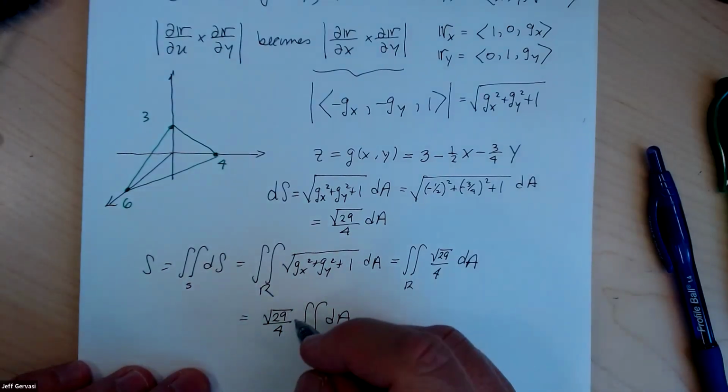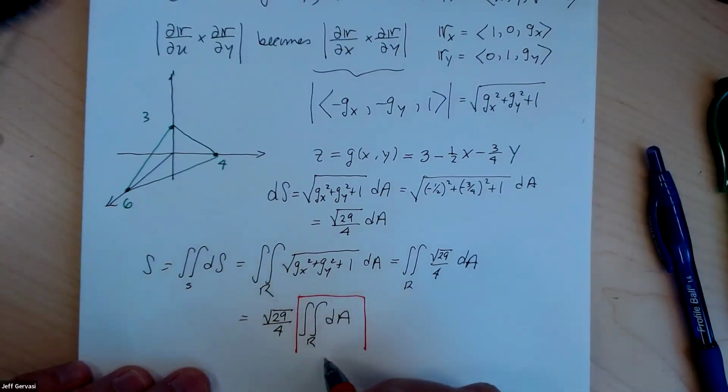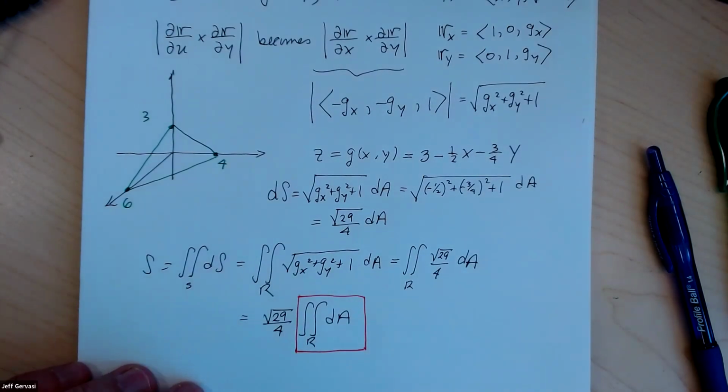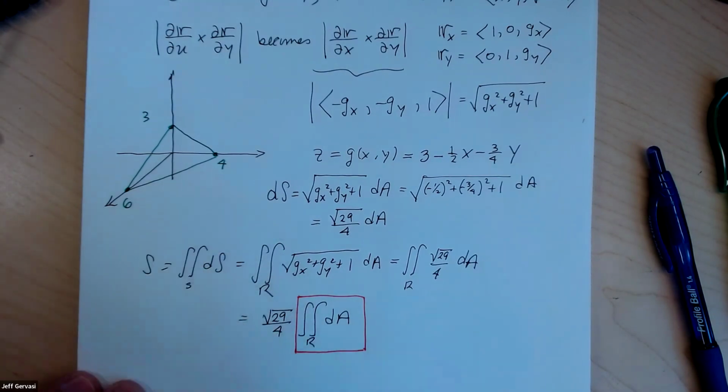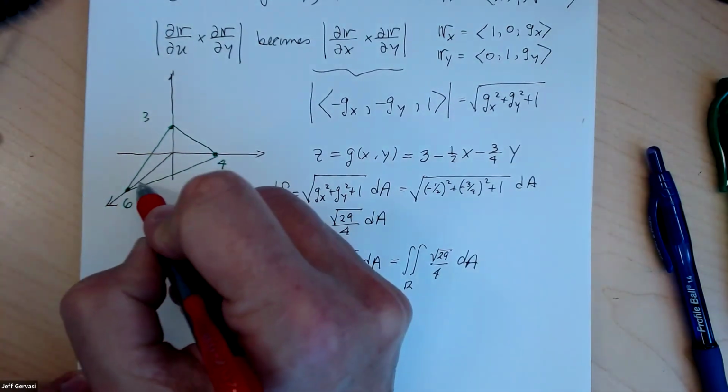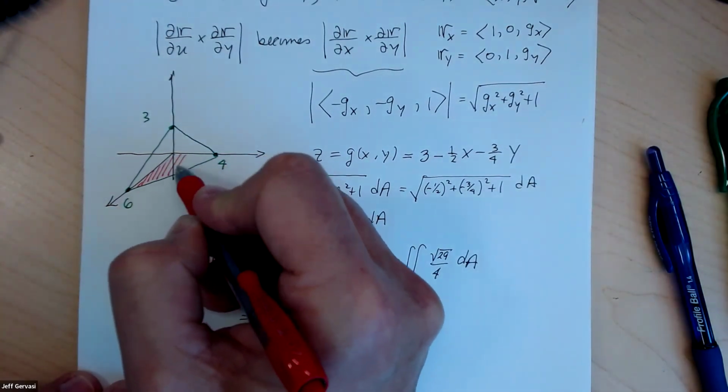And remember, what does that integral represent? Good. It's the area of the region R. Now, where is the region R? Good. It's in the XY plane this time. It's in the XY plane. And let's see, based on our figure right here, our region R is going to be this triangle.